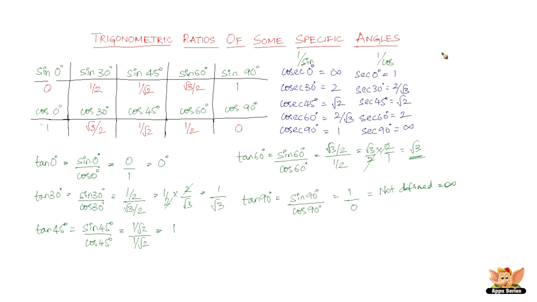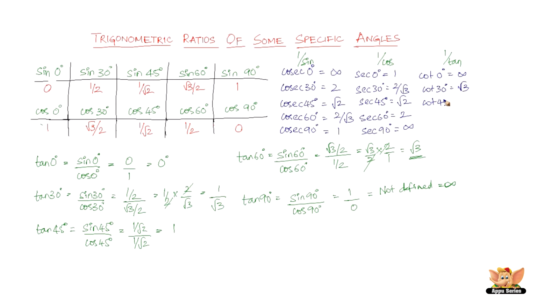Cotangent is nothing but 1 by tan. So let me also write cotangent. So cot of 0 degrees is going to be the inverse of tan 0, which is 0. So the inverse of 0 is again infinity or not defined. Cot of 30 degrees is the inverse of tan. So tan 30 is 1 by root 3. Cot 30 is going to be simply root 3.